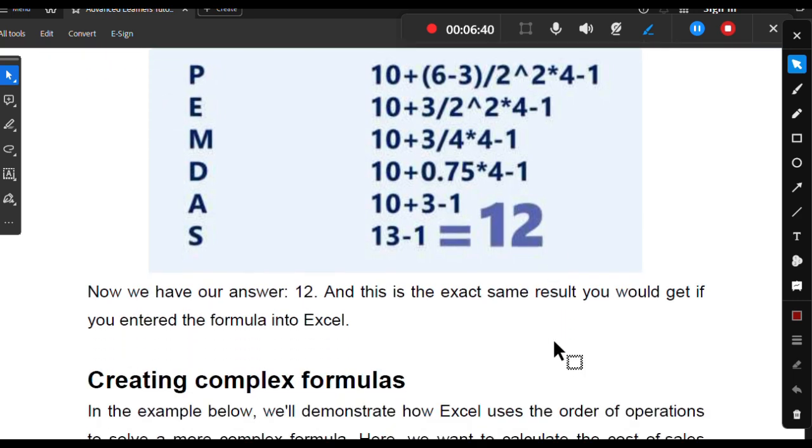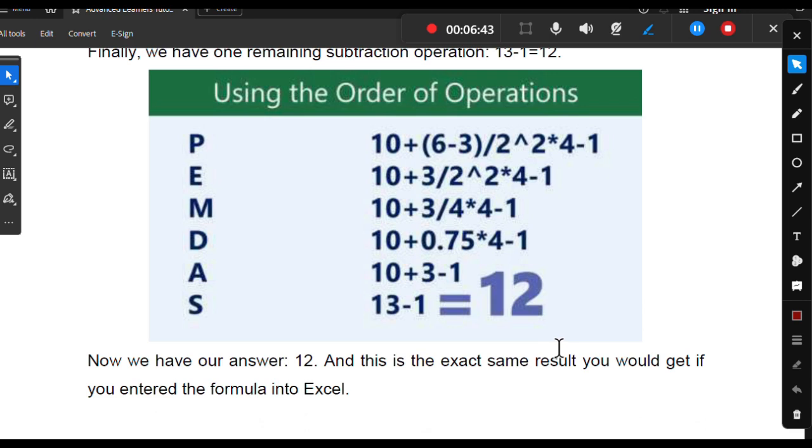So that's how you create a complex formula. Excel evaluates it according to this order. It will not start from 10 plus whatever, or 10 plus 6 or whatever. It will go first with the one in the parentheses. The one inside the parentheses will be the first thing to do before it does any other thing. And it follows this order from P, E, M, D, whichever it is, D or M.